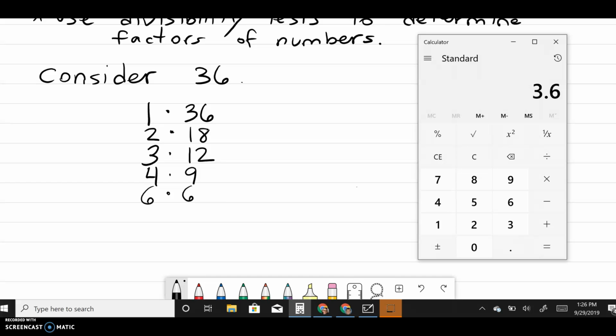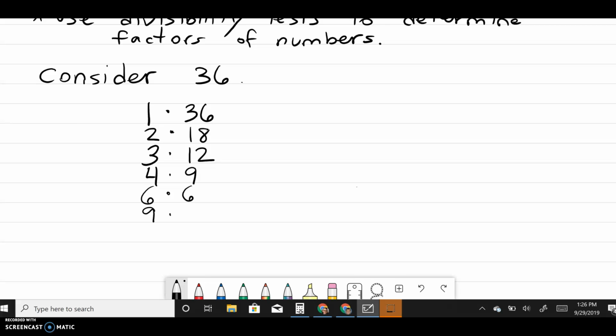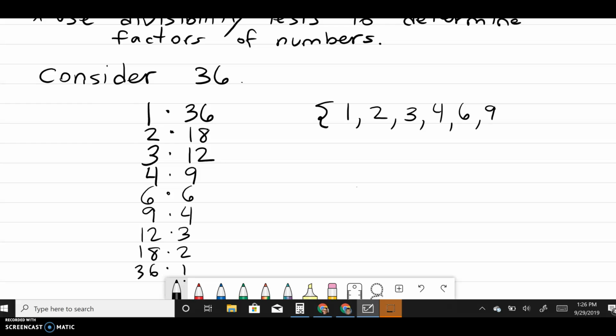So really, we're just starting to see these numbers repeat in order now, because we would have this written backwards: 9 times 4, 12 times 3, 18 times 2, and 36 times 1. So those are all ways to multiply to get 36. So the list of the factors for 36 that we found, put them in order: 1, 2, 3, 4, 6, 9, 12, 18, 36. These are all numbers I can use to multiply with another number on the list to get 36. These are called factors.